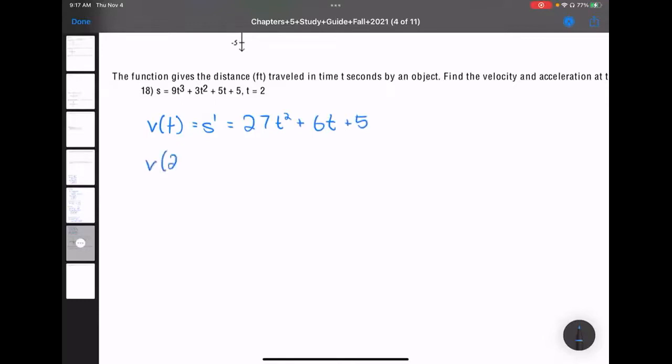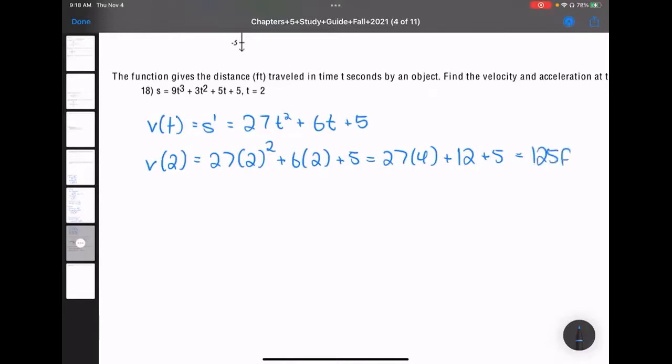So let's plug in at t equals 2. Equals 27 times 2 squared plus 6 times 2 plus 5 equals 27 times 4 plus 12 plus 5 equals 125 feet per second. And we know that derivatives are always rates of change, so we need to remember that it's feet per second.